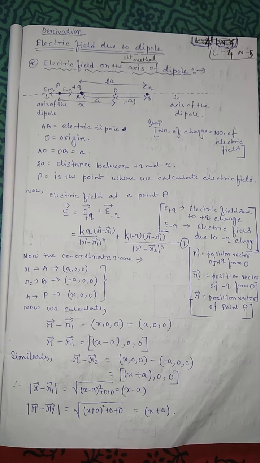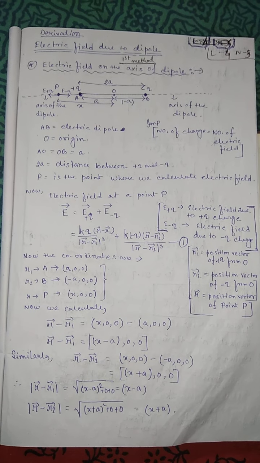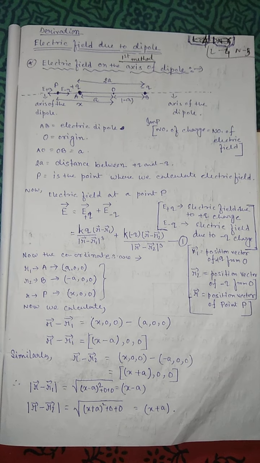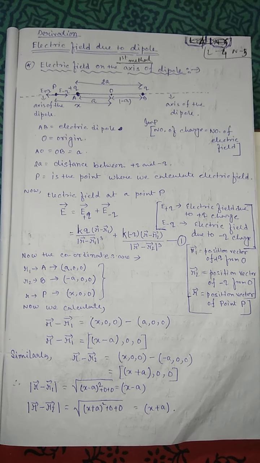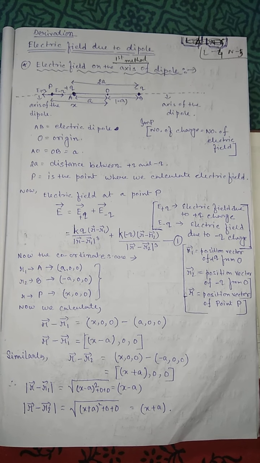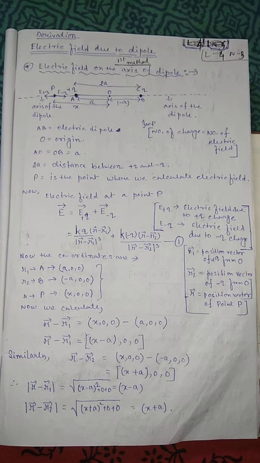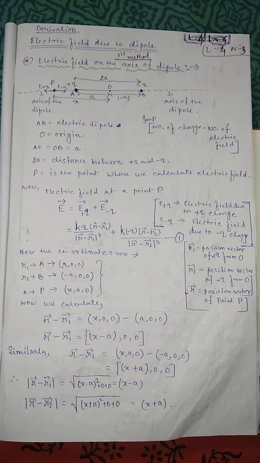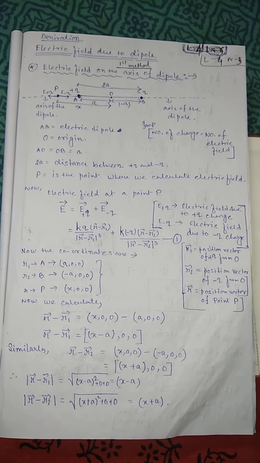Now today we derive one equation, but it has two applications. First application: electric field due to a dipole on its axis. Axis means we know that we have three axes x, y and z. For this derivation we choose any one axis, either x, y or z.